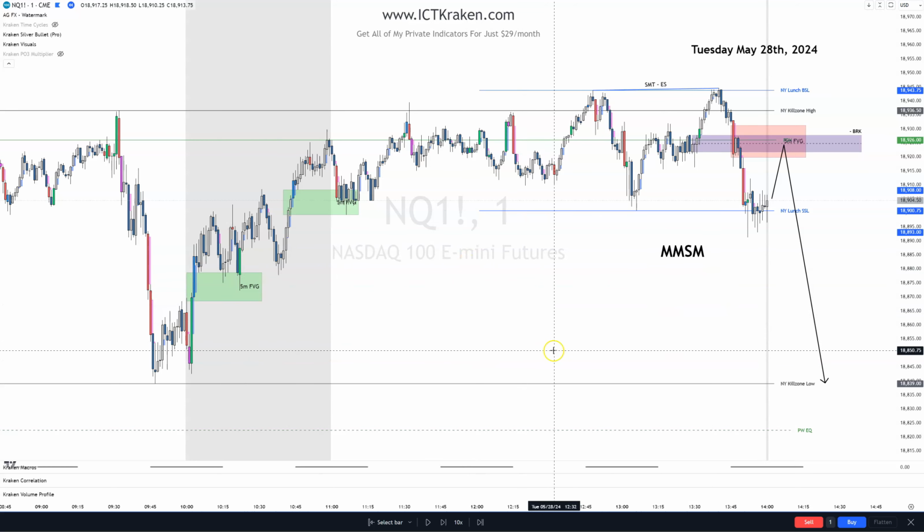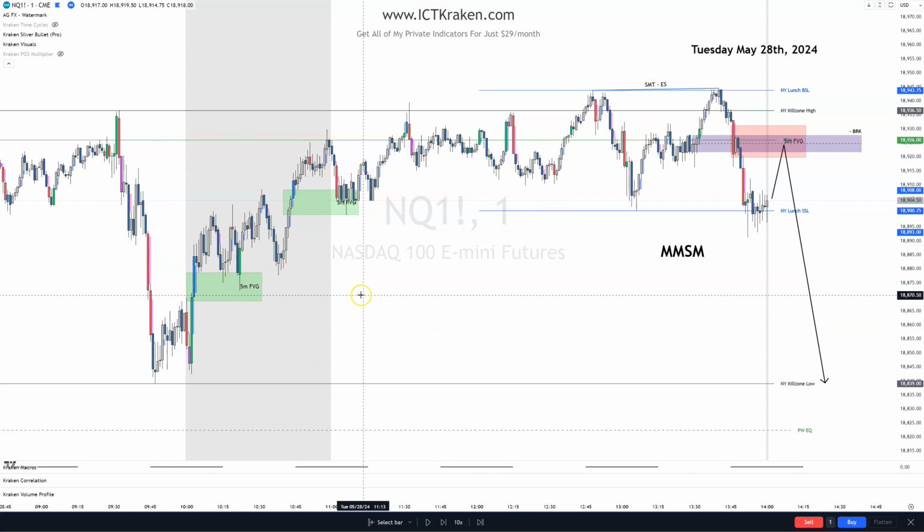Yes, it's ugly, but everything that you look at is a market maker model some way, shape, or form. It's either a market maker model, or it's consolidating at the start of a market maker model, or it's a continuation of a market maker model. That's really all price can do.